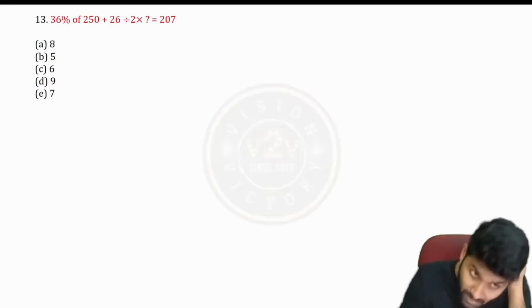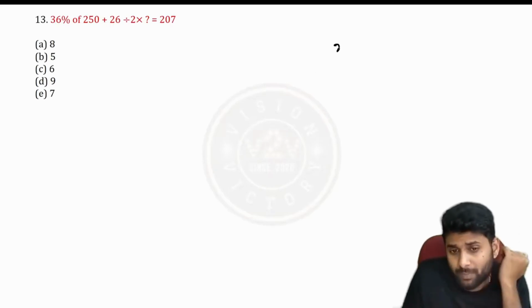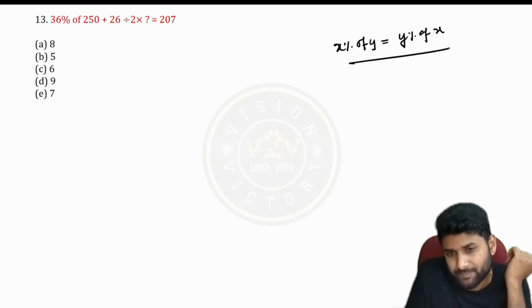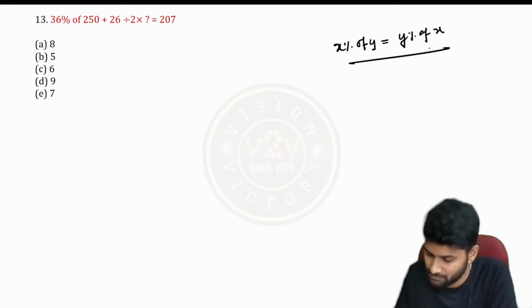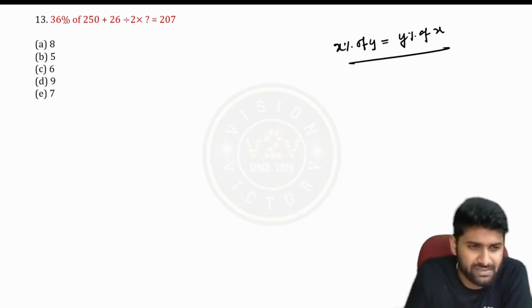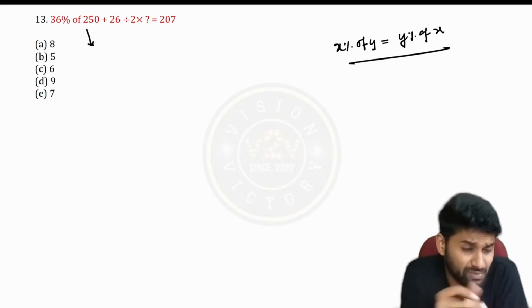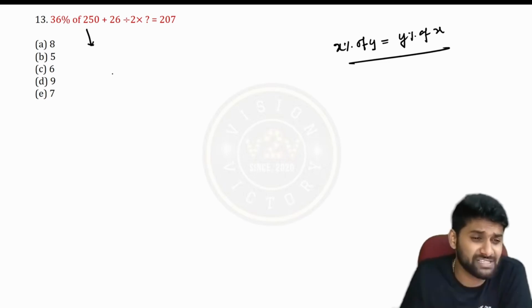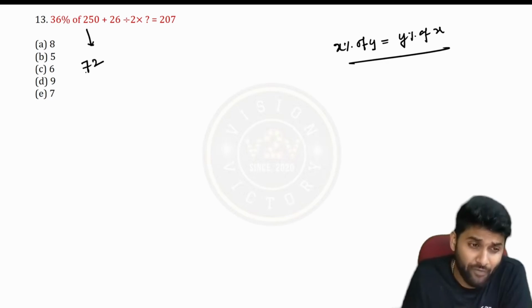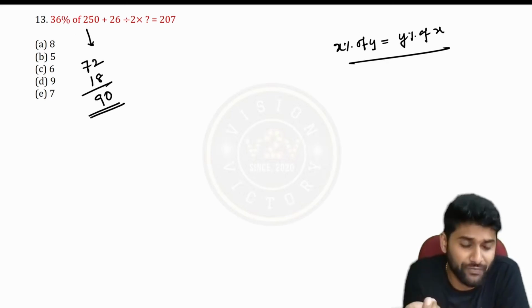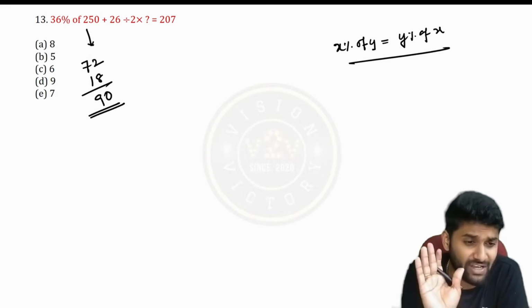Next. Guys, remember one more application in percentage. X percentage of y is exactly equal to y percentage of x. Now guys, 36 percentage of 250 or 250 percentage of 36 is the same. If 250 percentage of 36 means 100 percentage is 36, 200 percentage is 72, and half of 36 is 18. Now you should understand that 36 percentage of 250 or 250 percentage of 36 value is 90.